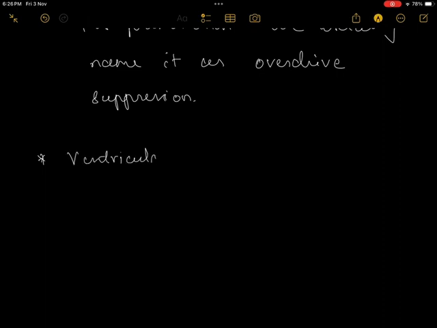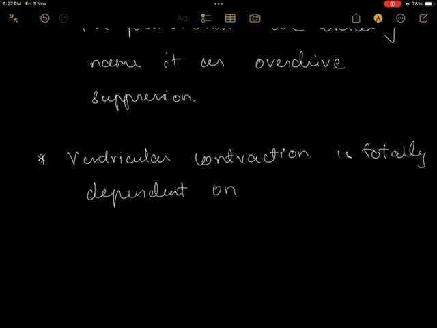Ventricular contraction is totally dependent on atrial contraction. As I have said, ventricular contraction is totally dependent on atrial contraction. There are some cases, as I have said, where the ventricles overcome the dependence of atrial contraction.